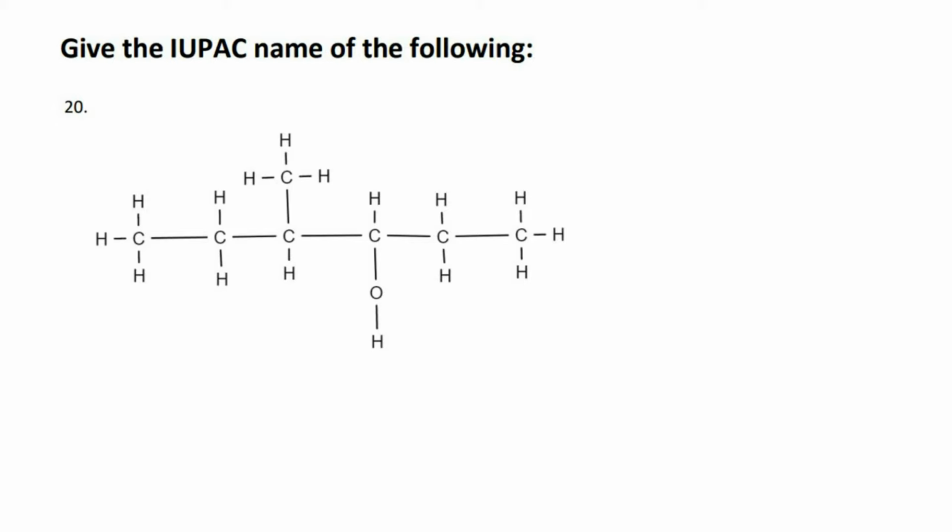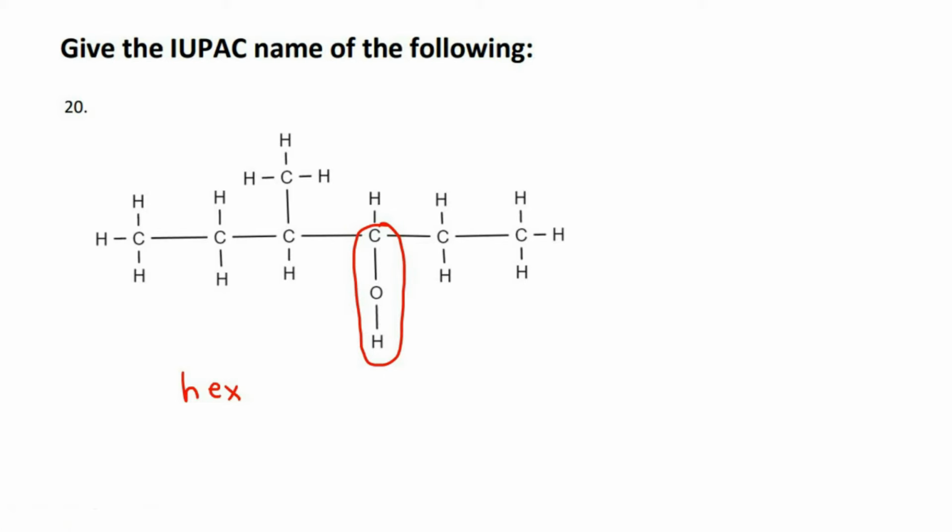Here we need to give the IUPAC name. So step 1, find the longest continuous chain. So 1, 2, 3, 4, 5, 6. That's the longest you would be able to find. 6 means hex. Now let's look at the functional group. Where is the functional group? Well, the functional group is here by this OH.